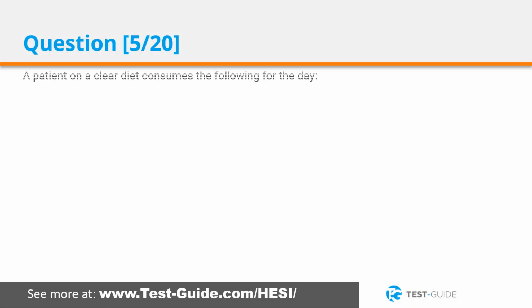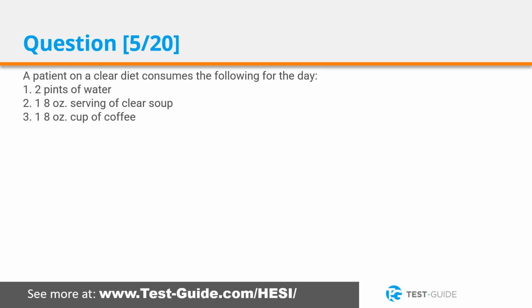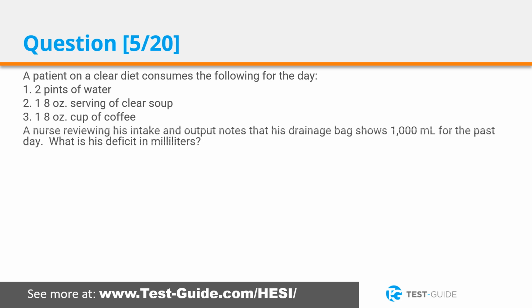Question 5. A patient on a clear diet consumes the following for the day: 2 pints of water, an 8-ounce serving of clear soup, and one 8-ounce cup of coffee. A nurse reviewing his intake and output notes that his drainage bag shows 1,000 milliliters for the past day. What is his deficit in milliliters? 400 milliliters, 40 milliliters, 440 milliliters, 560 milliliters.